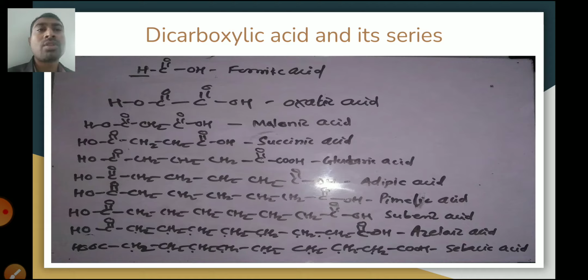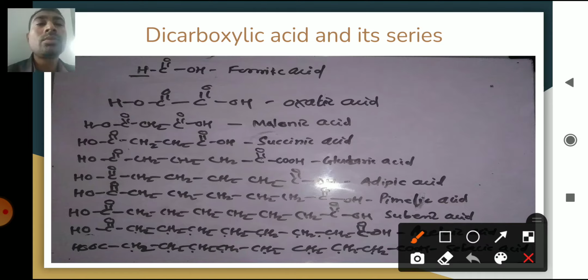Now, the first basic acid is formic acid. In formic acid, this H is replaced by a COOH group, another COOH group, and then we get a compound that is oxalic acid. If I introduce a CH2 group, a methylene group, in between the two COOH groups, then it will form malonic acid.